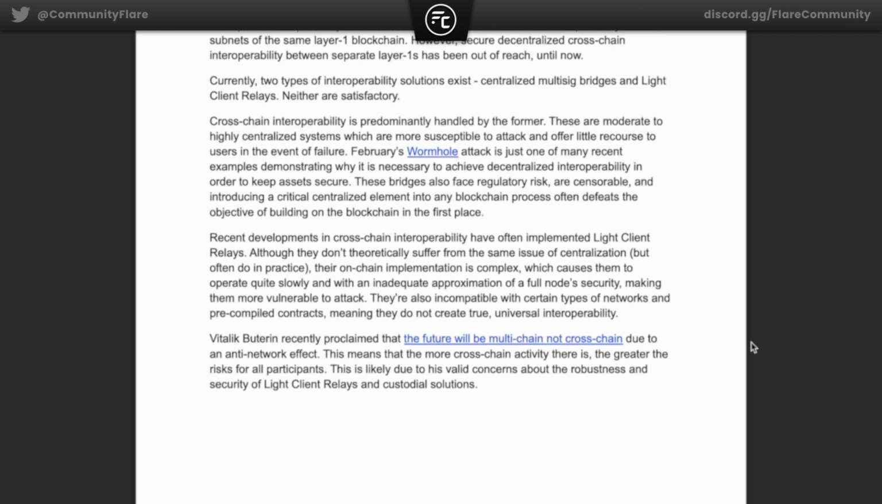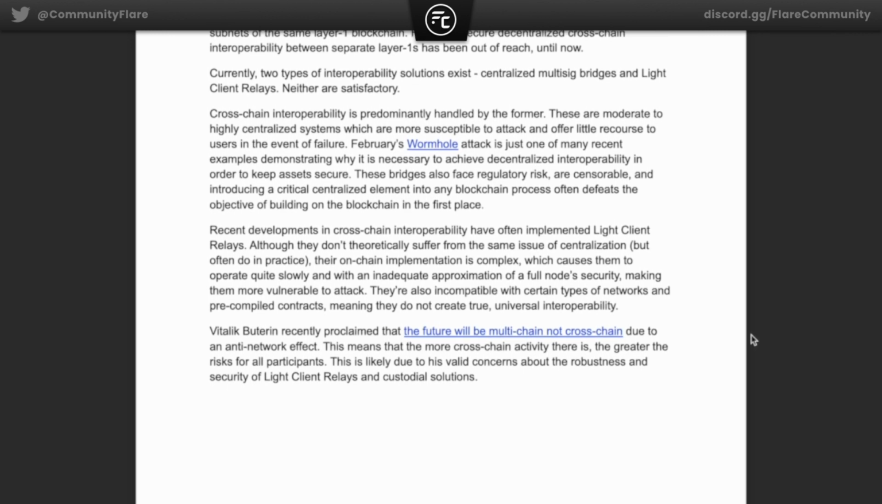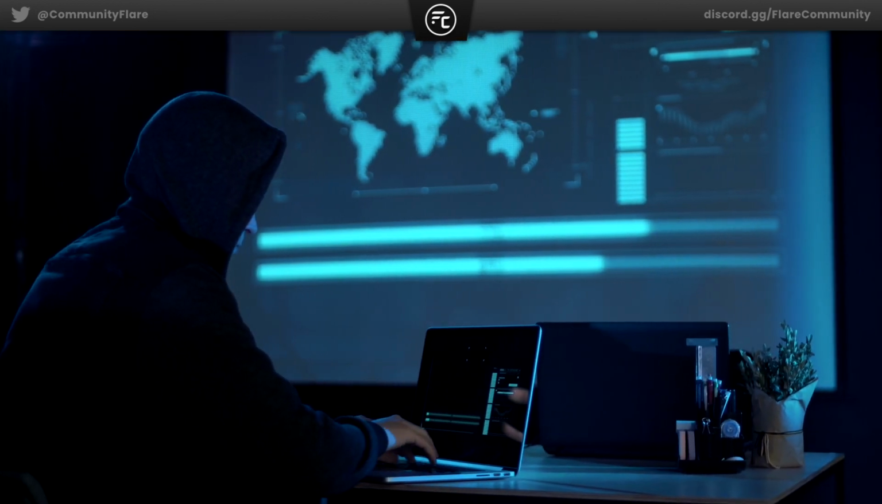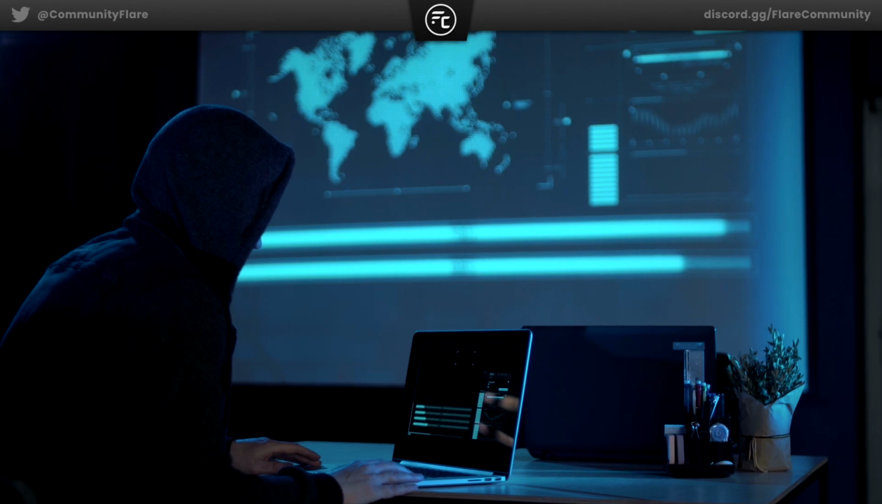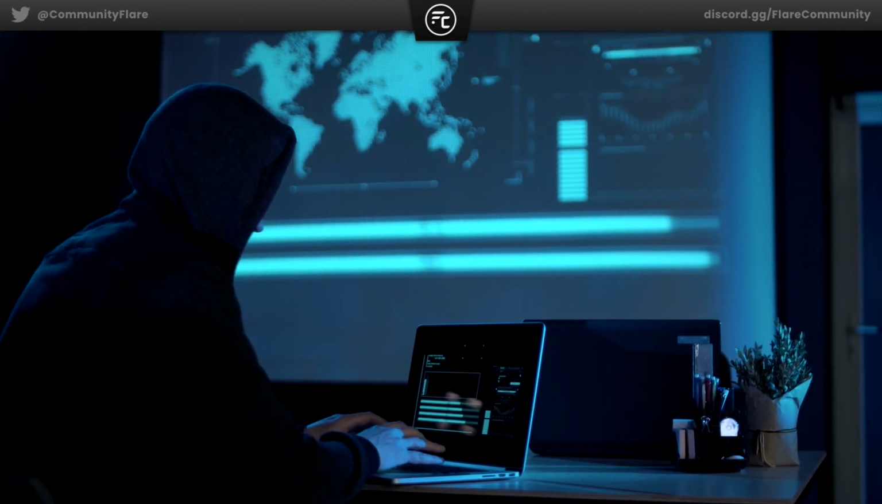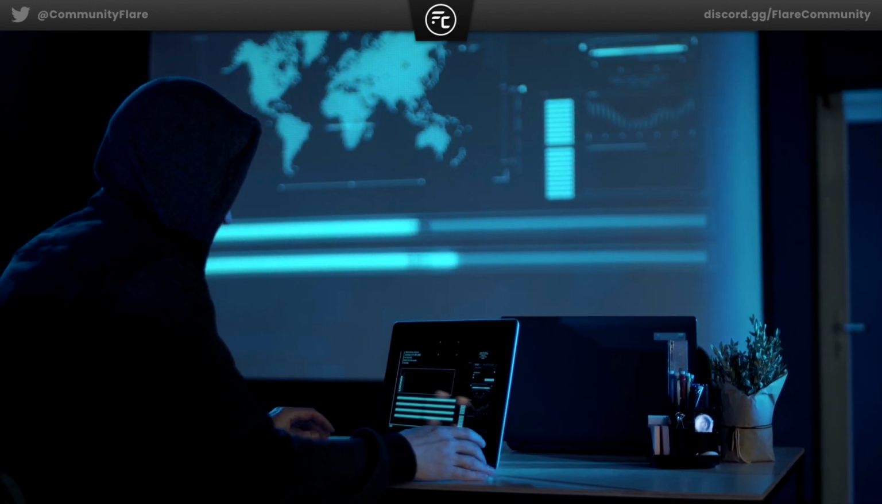And I do think that this is really important. Bridges have become the target for attackers because on the network itself, you have this protection from the consensus algorithm. And it seems like the bridge in these existing interoperability solutions can be a target and can be considered a weak spot.